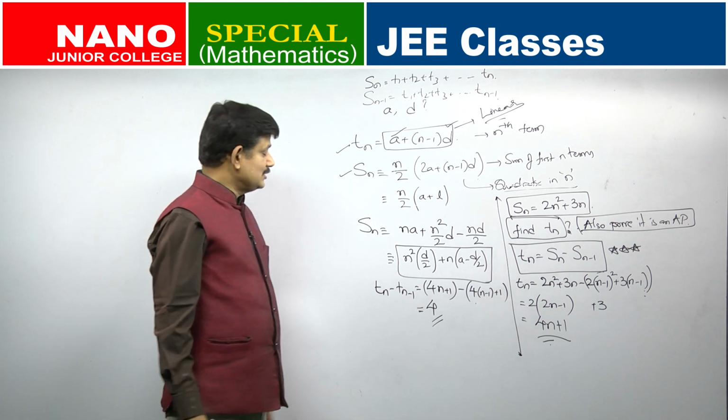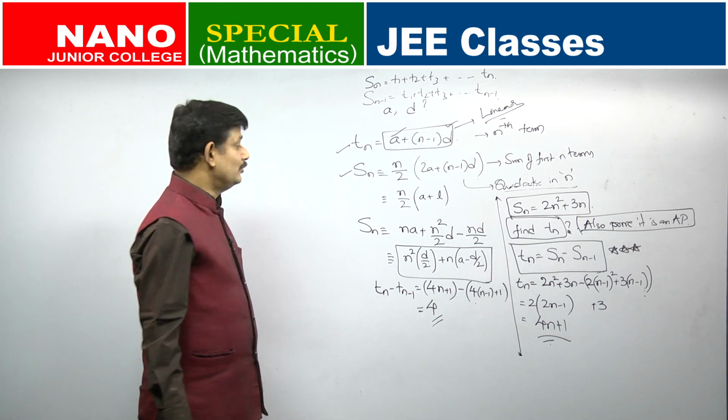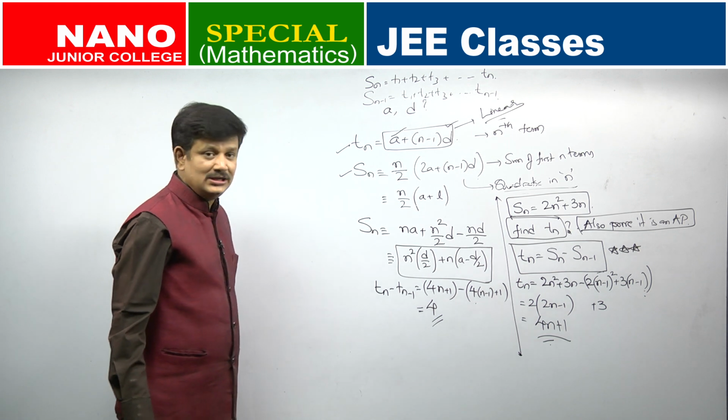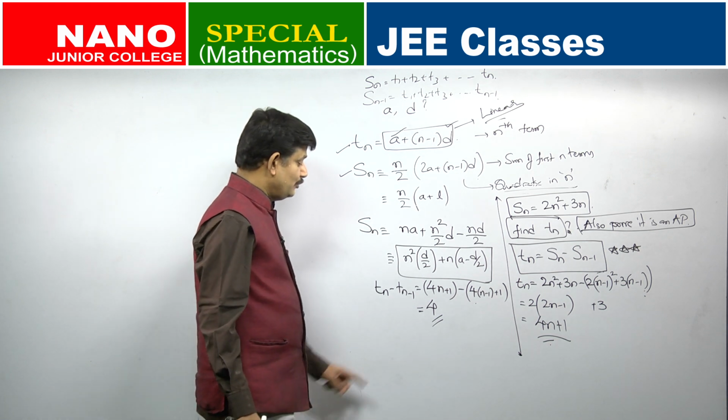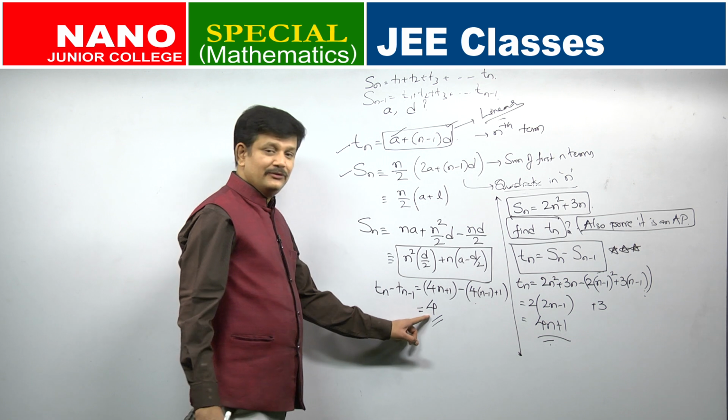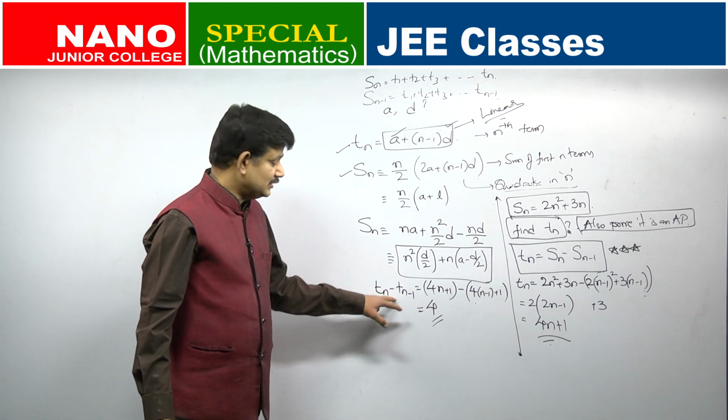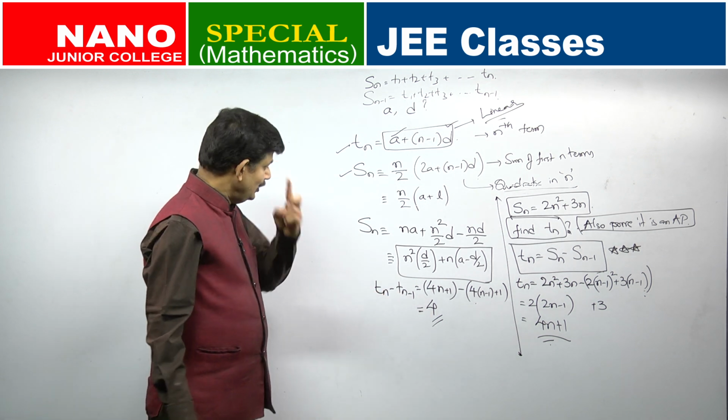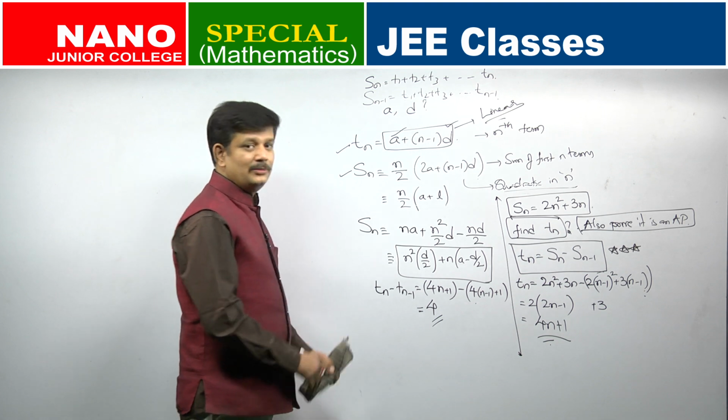So, this progression, what is it? It is an arithmetic progression, because the difference is a constant. And what will be the common difference of this arithmetic progression? See here, 4. Yes or no? So, directly you could have said the common difference.